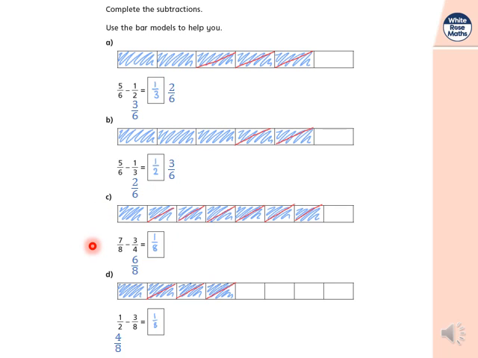And then question C, 7/8 take away 3/4. Again we would have changed our 3/4 to eighths by multiplying by 2. 7/8 take away 6/8 equals 1/8. And then we had a half, take away 3/8. And we should have converted 1/2 into eighths by multiplying by 4 to 4/8. 4/8 take away 3/8 equals 1/8.